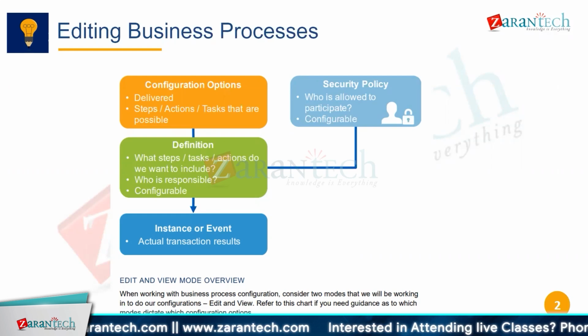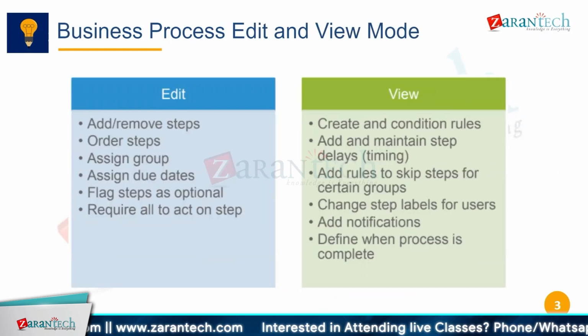So, edit and view mode overview. When working with business process configuration, consider two modes that we will be working in to do our configurations: edit and view. Refer to this chart if you need guidance as to which modes dictate which configuration options. In edit mode, you can add and remove steps, order steps, assign groups, assign due dates, flag steps as optional, and require all to act on a step. In view mode, you can create condition rules, add and maintain step delays and timing, add rules to skip steps for certain groups, change step labels for users, add notifications, and define when the process is complete.